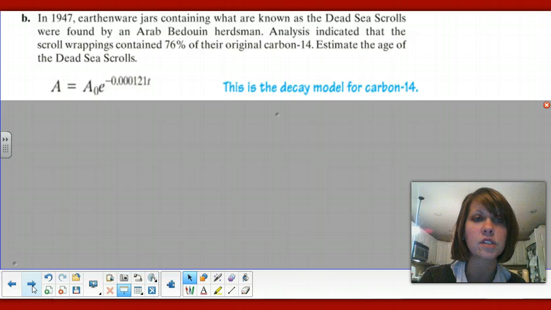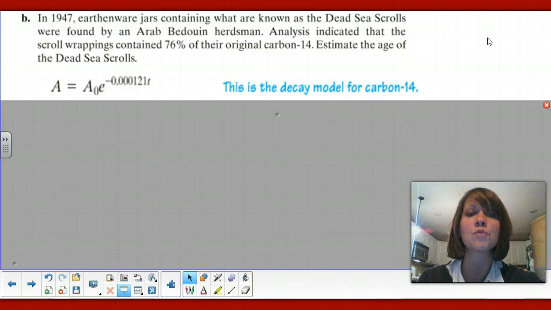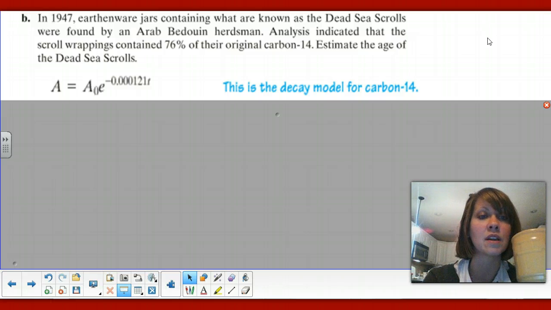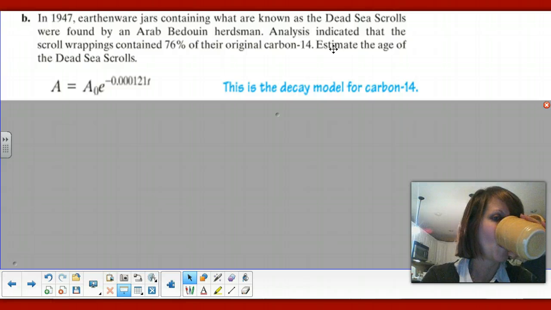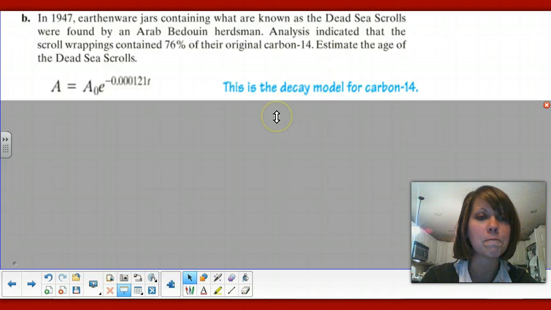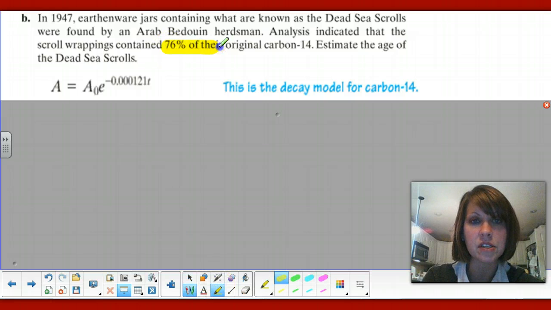All right, so in 1947, earthenware jars containing what are known as the Dead Sea Scrolls were found by an Arab Bedouin herdsman. Analysis indicated that the scroll wrappings contained 76% of their original carbon-14. Estimate the age. I hope you recognize that this is asking you to find time. Okay, so 76% of the original. That's the final amount.